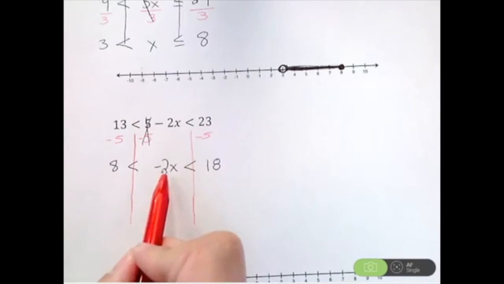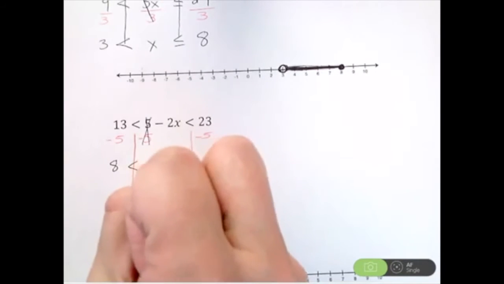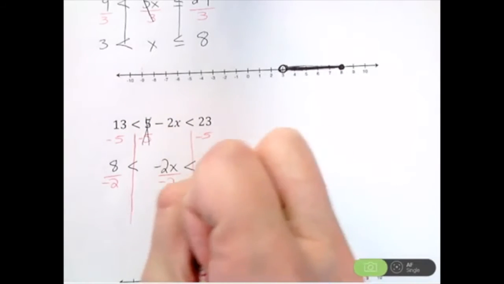Only thing left to do is get rid of that negative 2 there, so I'm going to divide by negative 2, divide by negative 2, divide by negative 2.